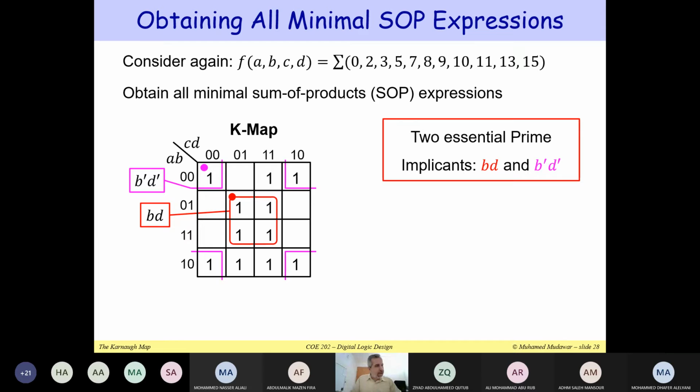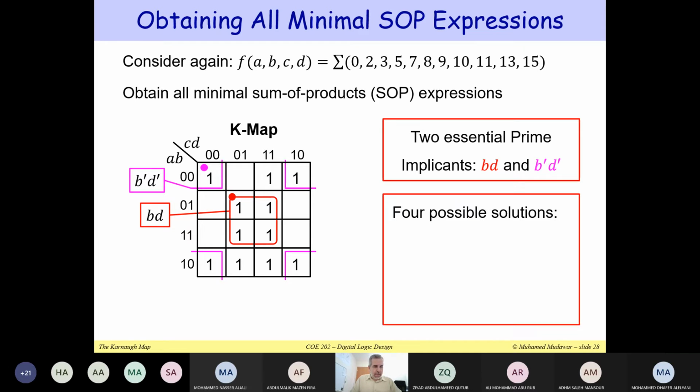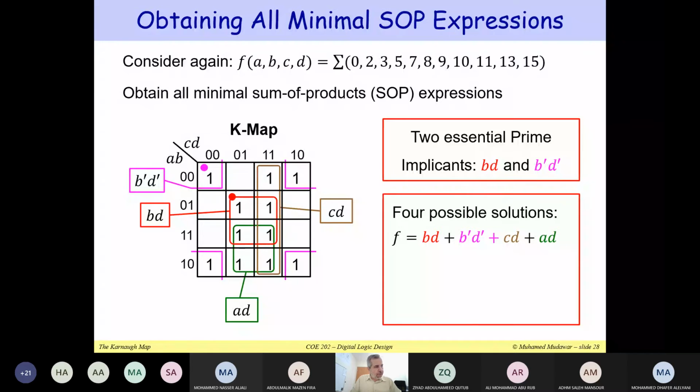Now I have here more than one choice to cover the remaining ones. So we have multiple solutions in this example. We can actually use these two. We can use CD and AD. This will be one solution. Notice that BD and B prime D prime have to be part of every possible solution. So one solution is to add CD, AD. These are not essential. These are prime, but not essential prime.